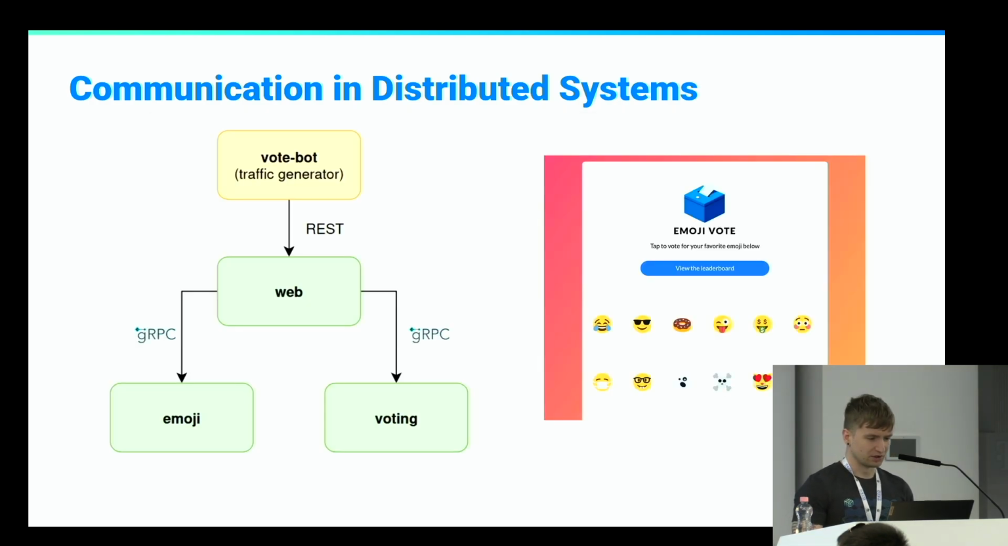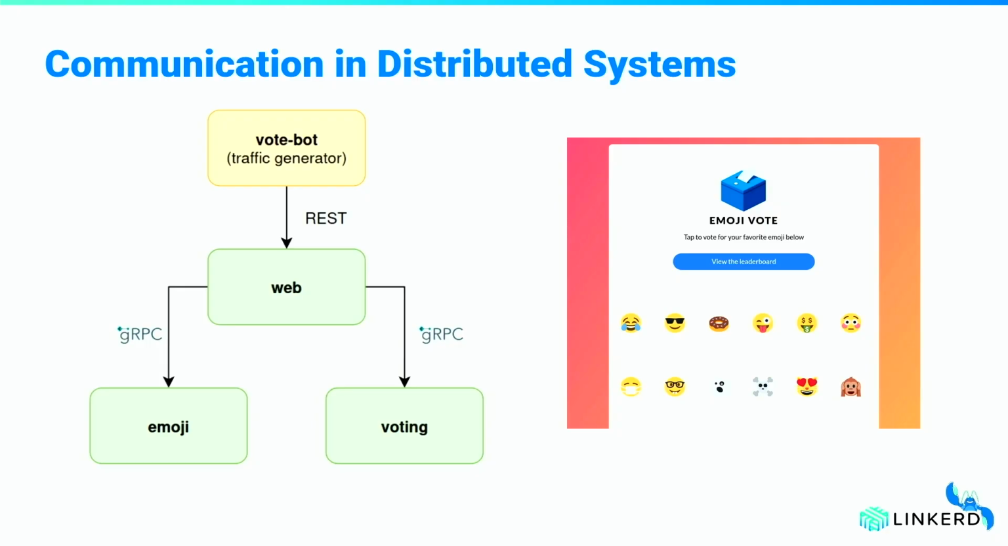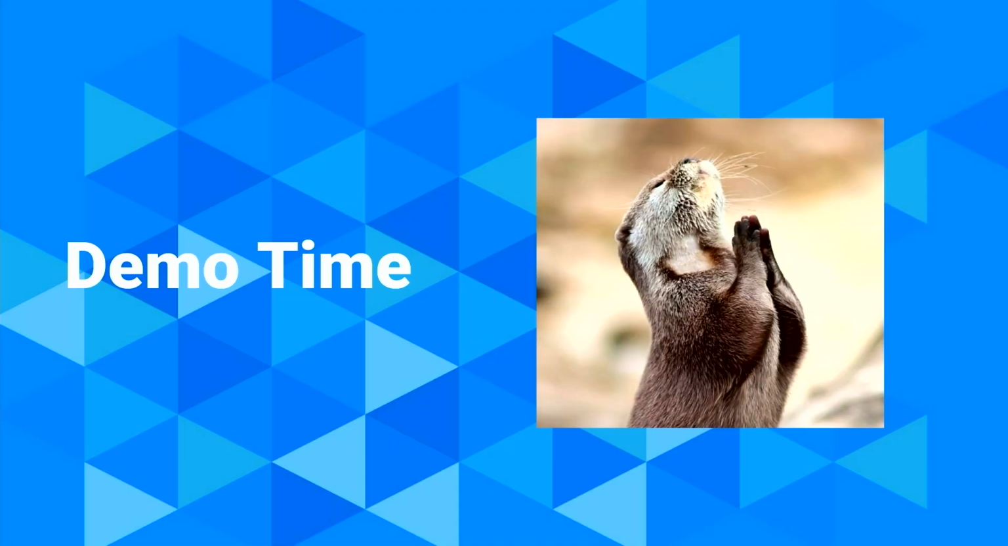And I have an example application, the emoji Voto application. It's available on GitHub. It consists of 3 services and a traffic generator. The traffic generator uses REST to communicate with the web application and generate traffic, and the web, emoji, and voting applications use gRPC to communicate. And yeah, let's explore our application.